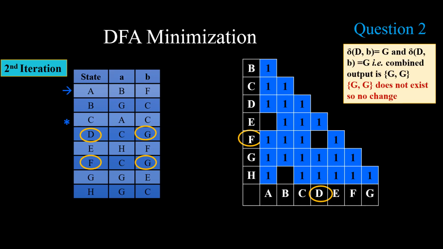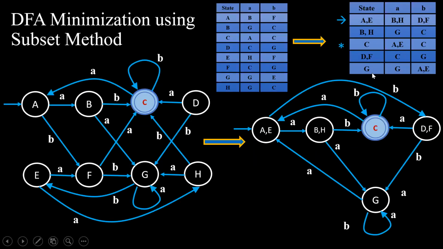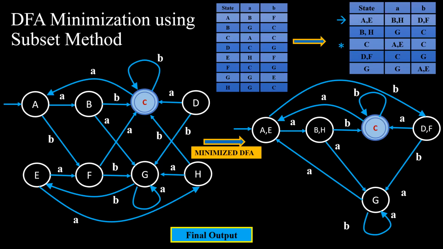So ultimately, from these particular inputs, we can easily identify that there are 3 states which can be merged. State A can be merged with state E, state B can be merged with state H, and state D can be merged with state F. So we get a 5-state DFA in the end. AE has been merged, BH has been merged, and DF has been merged as a single state. So this is the final output after the minimization of this DFA. That is, the 8-state DFA has been minimized to a 5-state DFA.